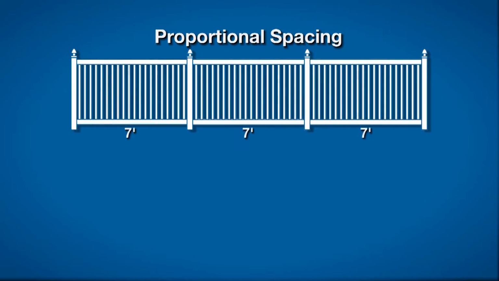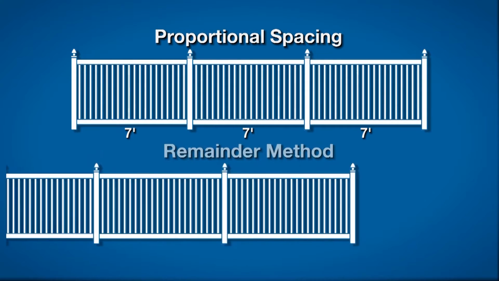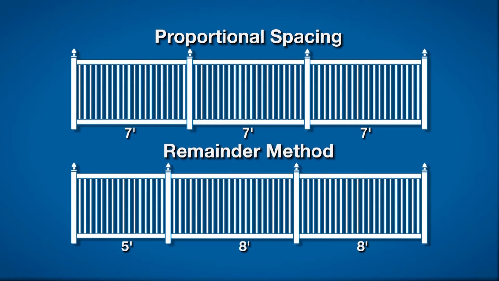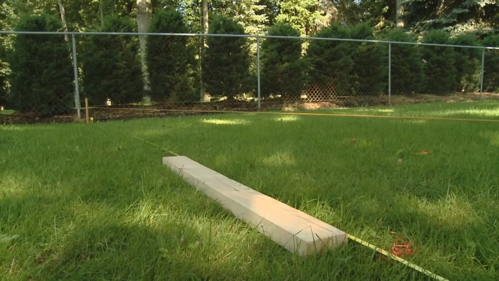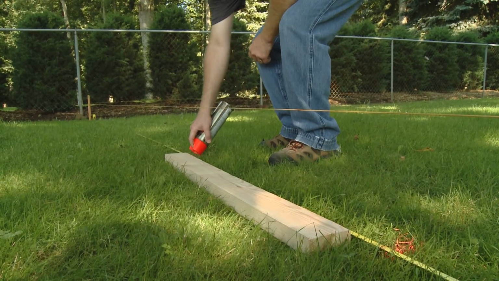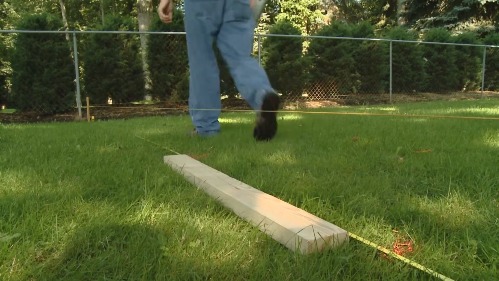With proportional spacing, each fence section is cut to the same width so that all sections are equally spaced. With the remainder method, you install most of the fence sections as they are supplied, then cut the final section to fit the remainder. Now, with the tape measure laid out, mark your post locations.